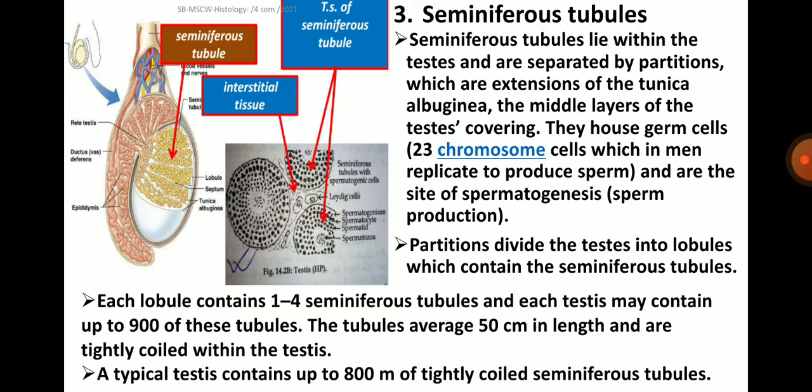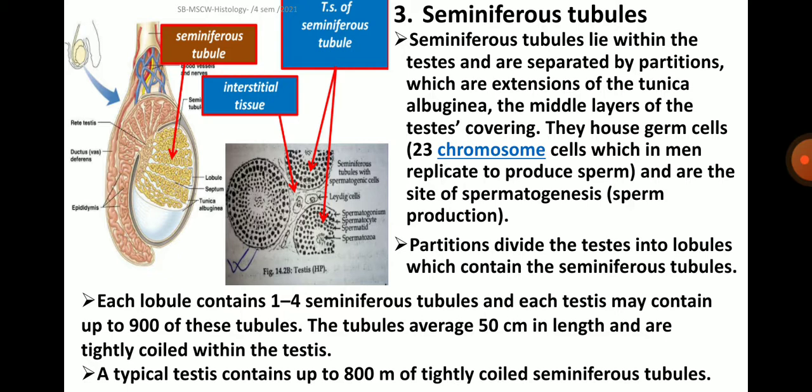The partitions divide the testis into lobules, and these lobules contain the seminiferous tubules, which I have just discussed. I even said that each lobule contains 1 to 4 seminiferous tubules, and each testis may contain up to 900 of these tubules. The tubules average 50 centimeters in length and are tightly coiled within the testis. A typical testis contains up to 800 meters of tightly coiled seminiferous tubules.